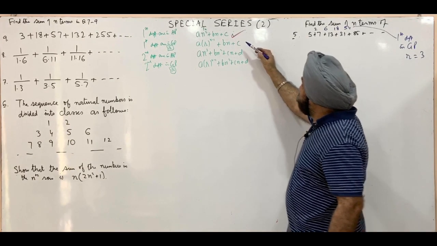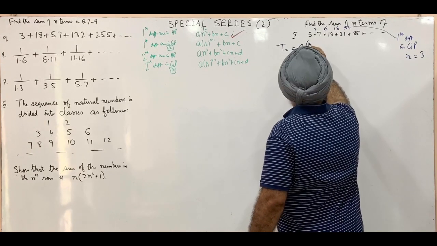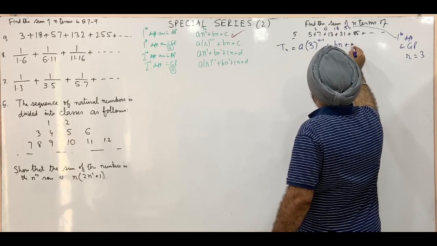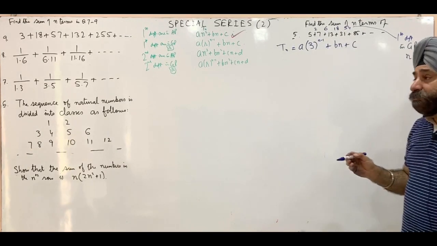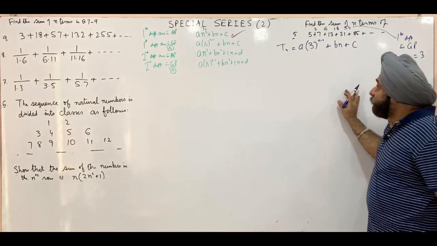So from this we can write the nth term as A into 3 raised per n minus 1 plus B into n plus C. This is nth term. We need 3 equations in A, B and C.